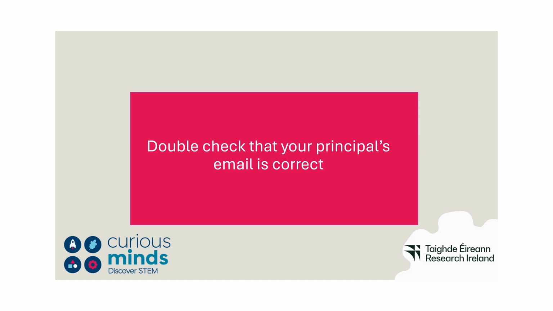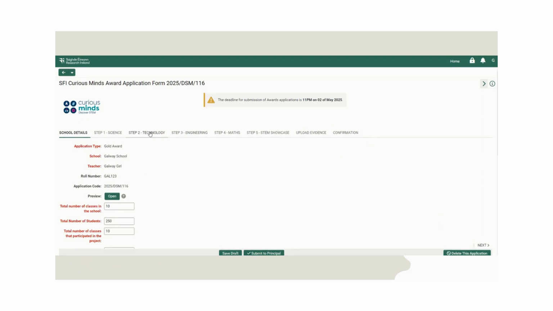Please ensure you have entered the correct email address for your principal. This is important as your principal will receive an email with an approval link when you wish to submit your application. You will now see the form in full, and you can click on the tab for any of the other steps to go to that section of the form.